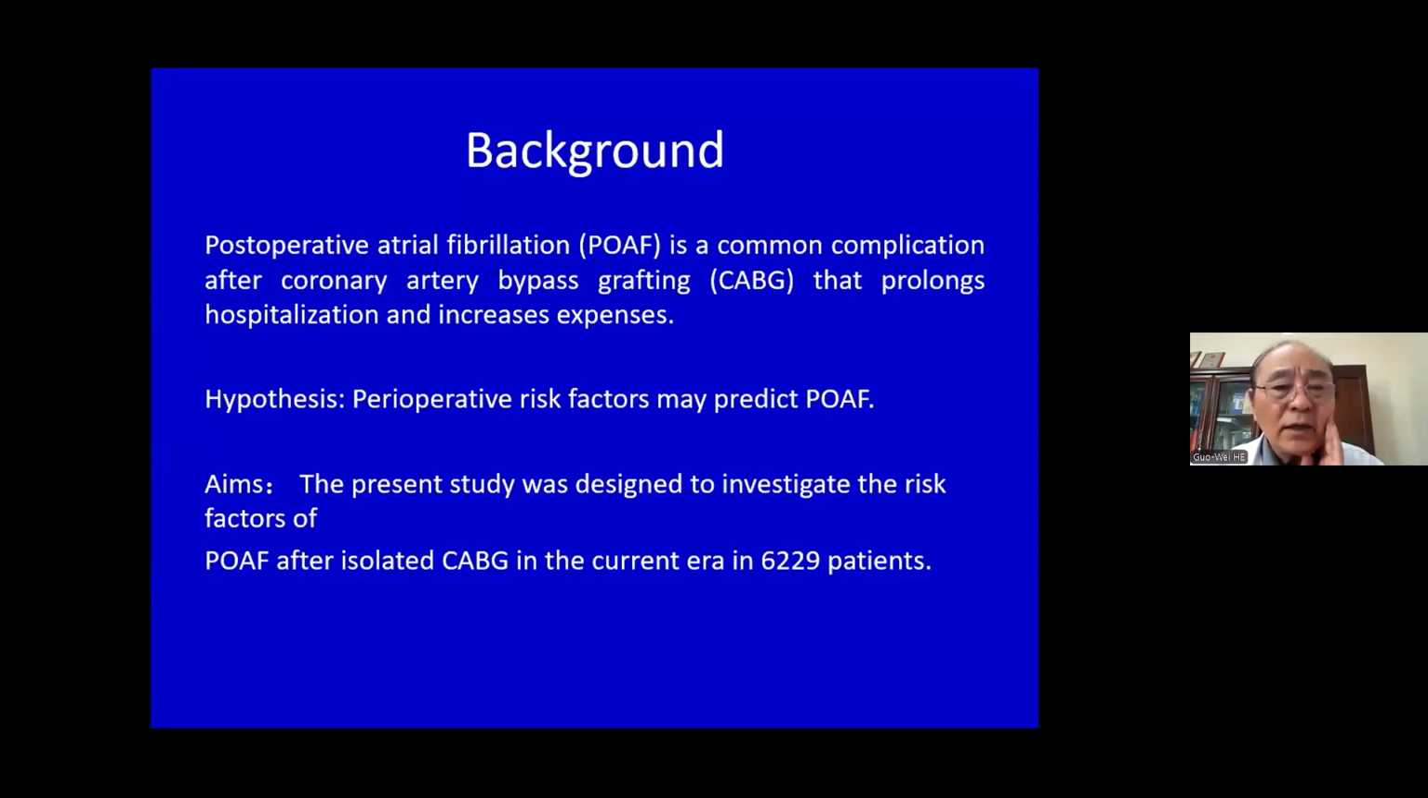Okay, the background for this talk: we're going to focus on postoperative atrial fibrillation, which is a common complication after CABG. Our hypothesis is that preoperative risk factors may predict postoperative atrial fibrillation. The aim of this study was to investigate the risk factors for POAF, postoperative atrial fibrillation after isolated CABG in the current era, in more than 6,000 patients from our own hospital.